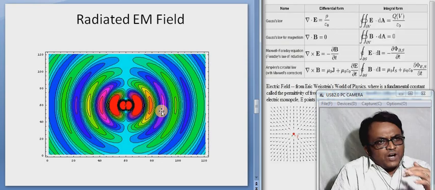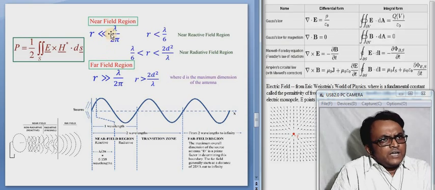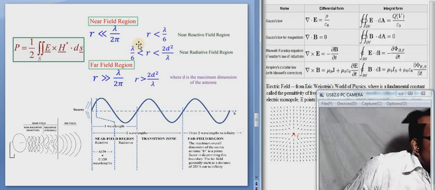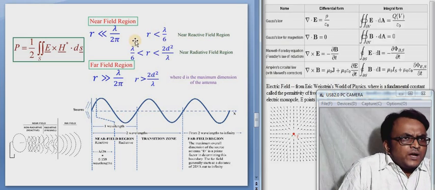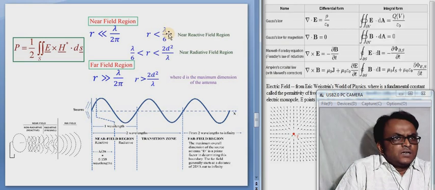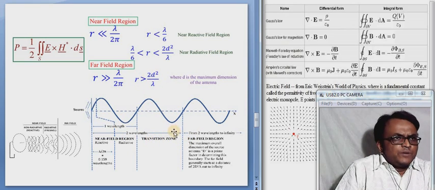Only in the far field condition does this field survive. The near field condition, also known as the Fresnel field, is a very small region, where the reactive field exists when the distance is less than lambda by 6, or less than 2d square by lambda, where d is the dimension of the antenna. In the far field, if r is greater than 2d square by lambda, only the radiated field will survive.